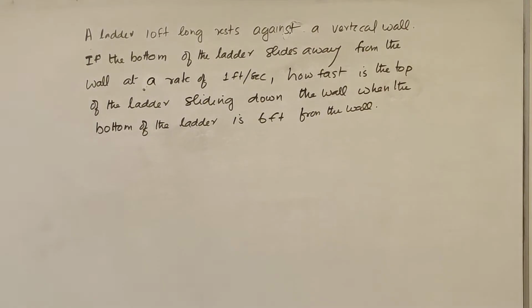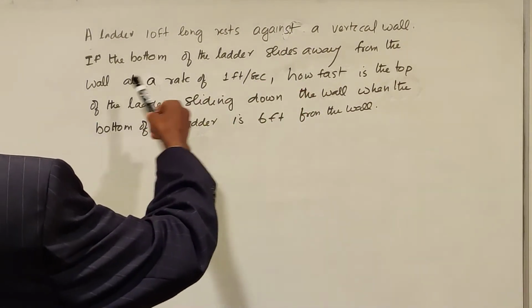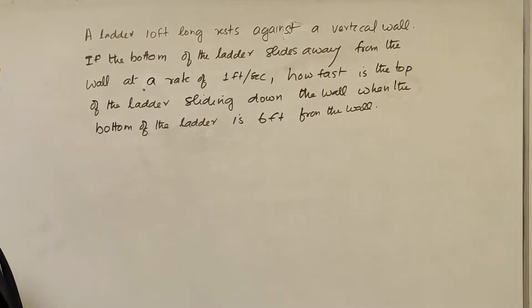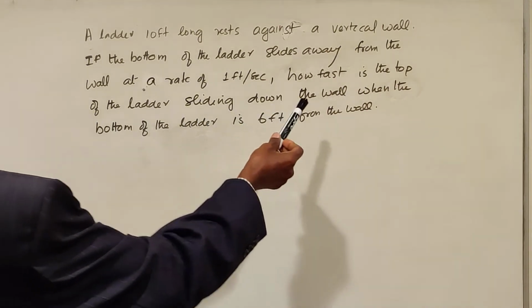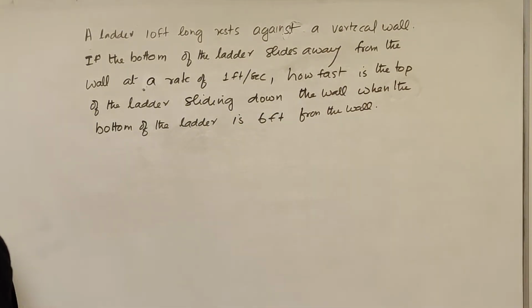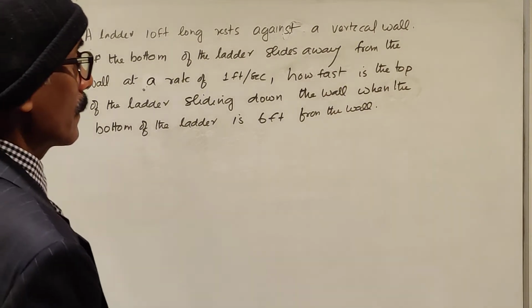Okay, a ladder 10 feet long rests against a vertical wall. If the bottom of the ladder slides away from the wall at a rate of 1 feet per second, how fast is the top of the ladder sliding down the wall when the bottom of the ladder is 6 feet away from the wall? That is the question.